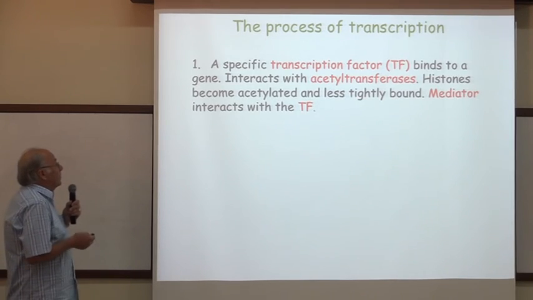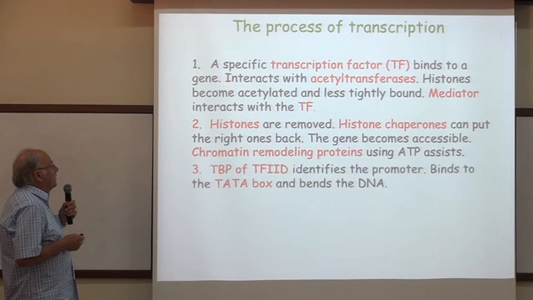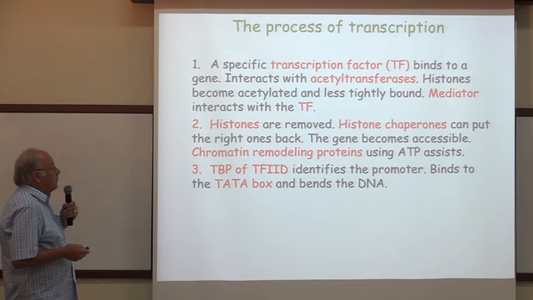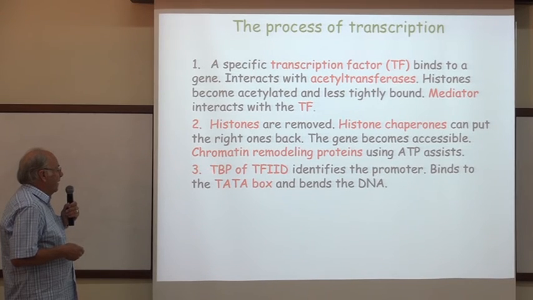So a summary of the process of transcription. Specific transcription factors bind to a gene, and they interact with acetyltransferases to make the gene more accessible. Histones become acetylated, less tightly bound, and the mediator, the 25 subunit mediator, interacts with the transcription factors. Histones are removed. Histone chaperones can put the right ones back again. The gene becomes accessible, and the chromatin remodeling proteins using ATP have, of course, assisted in this process.